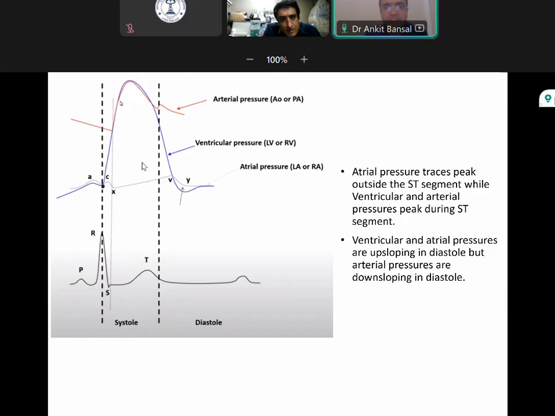What is happening in the systole? In systole, the arterial and the LV pressure tracings are peaking up. But the atrial pressure traces peak up, one here in the diastole and one, the V wave, again in the diastole. So the atrial pressure peaks outside the systole, that is, outside the ST-T segment. However, the arterial and the LV pressures peak during the ST-T segment. That you have to remember. Second thing, in the diastole, the arterial is going down and the atrial and the ventriculars are going up.